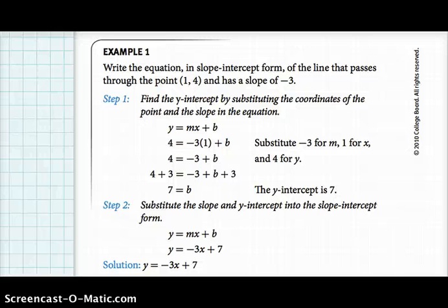And I want you to notice that we're starting right here with the definition. The very first line of step 1 is the definition of slope-intercept form: y equals mx plus b. That's not too new to us, because our direct variation and inverse variation definitions were just equations, and this is as well. So we have y equals mx plus b, where m is the slope and b is the y-intercept.